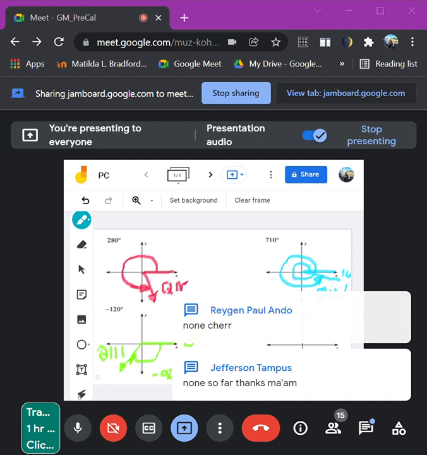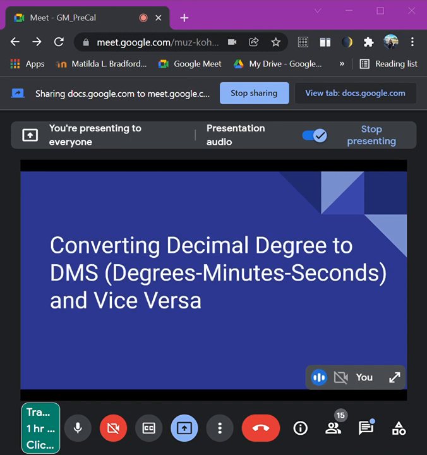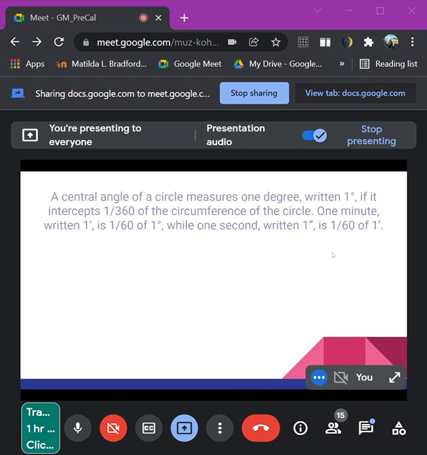Okay, now this time we're going to proceed with our next discussion. We are going to have converting decimal degree to DMS, or degrees, minutes, and seconds, and vice versa. This is connected with our discussion a while ago about degrees. So we have here a central angle of a circle measures 1 degree, which is written as 1°, if it intercepts 1 over 360 of the circumference of the circle.